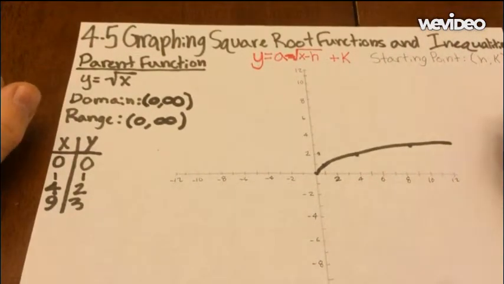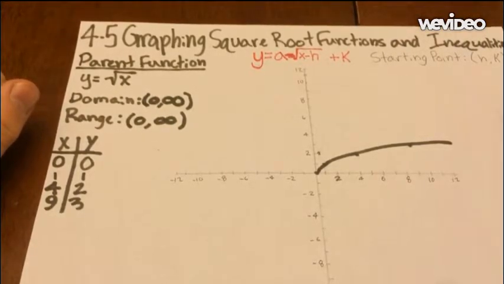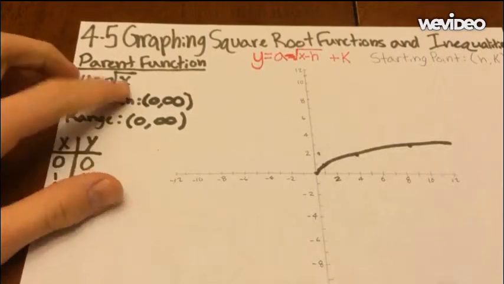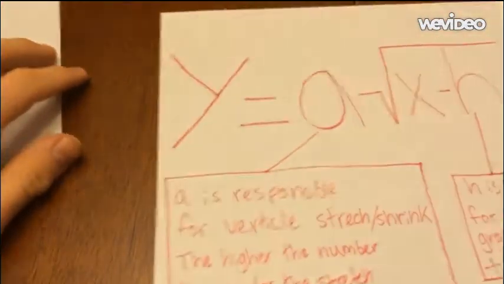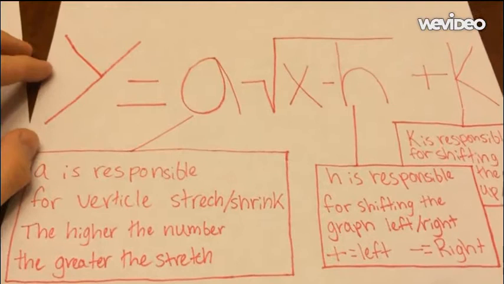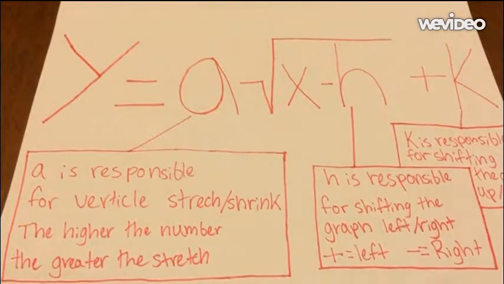So that's how you graph the first one, and we're going to take a closer look at how you go about graphing these. Right here, I've got it in big letters. So your basic formula for these is going to be y is equal to a times the square root of x minus h, plus k.